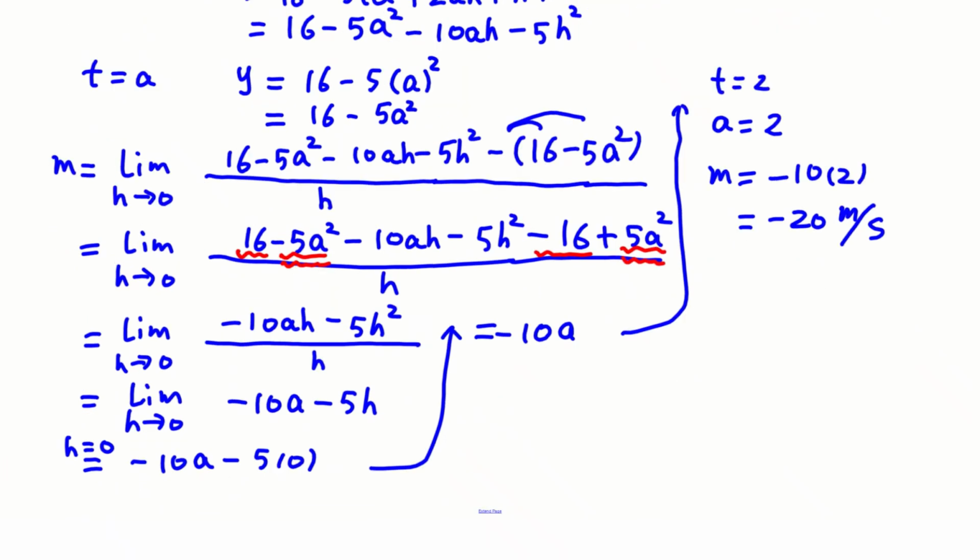Once we don't have the h at the denominator, then we could sub in h equals 0 to find the instantaneous rate of change. And we are going to sub in the x value, in this one the t value, as a value, then we find the instantaneous speed, the rate of change.